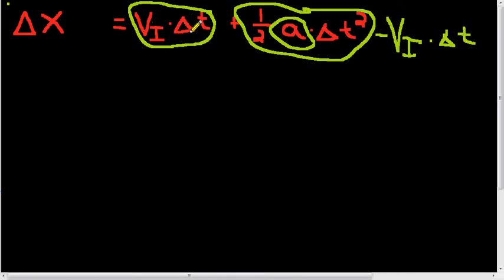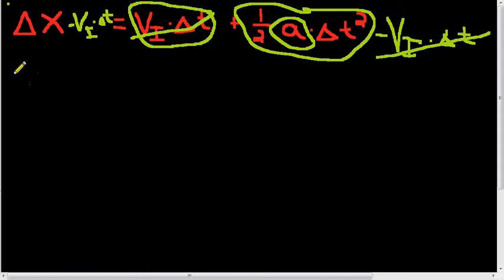In this case, we have VIT minus VIT. They cancel out. They go to 0. No point in writing them. However, in algebra, whatever we do to one side, we have to do to the other. Minus VI times delta t.